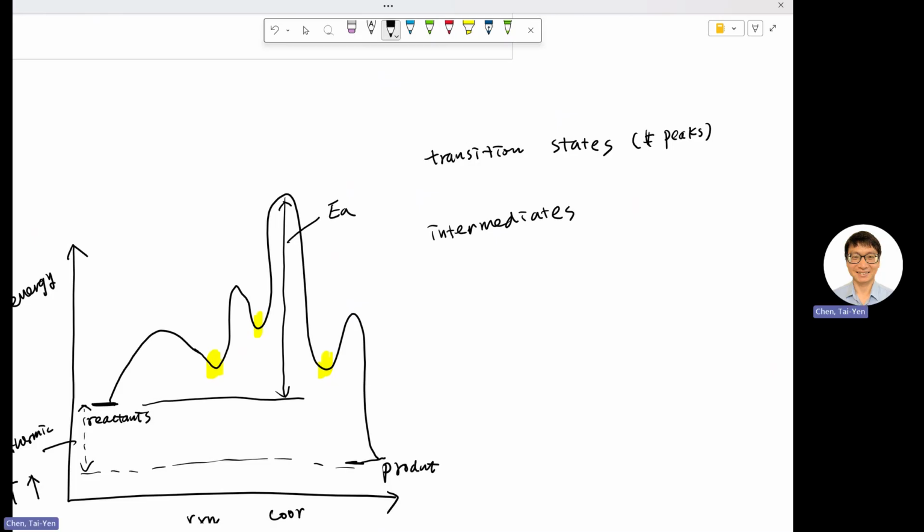So the answer is 4, right? So how do you know it's 4? Because you have 4 transition states. One transition state means you need to go over that to go to the next step, right? Therefore, minimally, you should have 4 elementary steps.